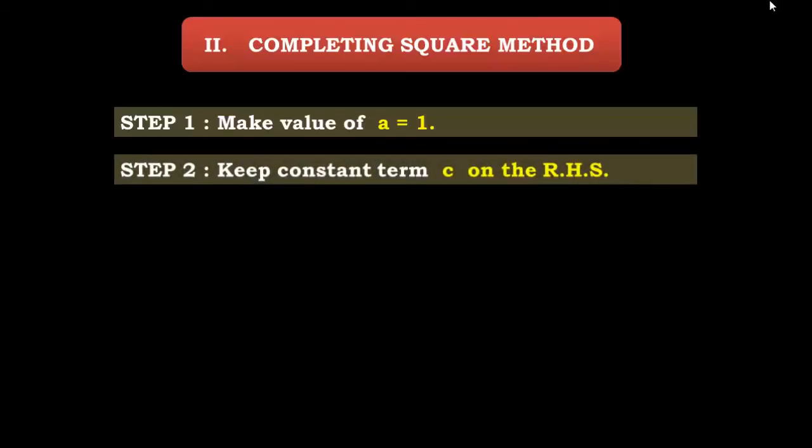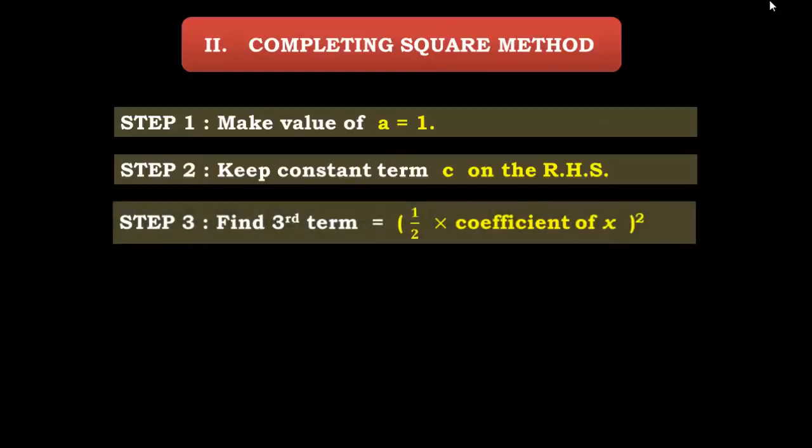Step number 2. Keep constant term c on RHS. Constant term should be always on RHS. Step number 3. Now see, at LHS you have only 2 terms. So you have to find third term by using formula half into coefficient of x the whole square. See, coefficient of x, the variable of the equation. So half into coefficient of x square. So this is the third term.